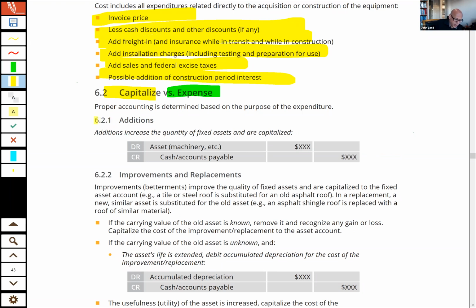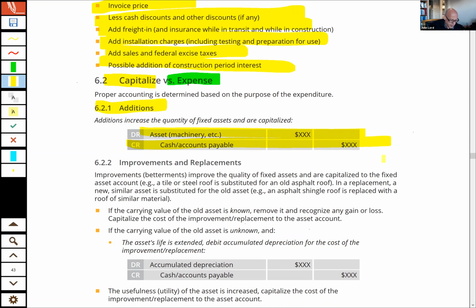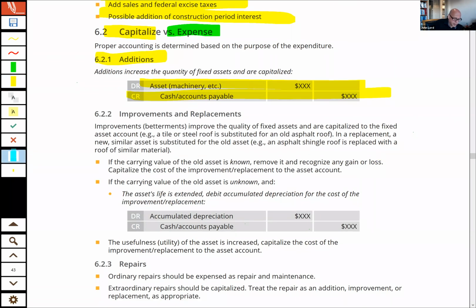We should capitalize additions. If you add to the machinery somehow, then you're going to debit the asset, credit the cash, accounts payable, whatever. If you have improvements and replacements, there's a couple of different things that you're going to do here. Okay, if you are improving the asset, the improvement should be capitalized.